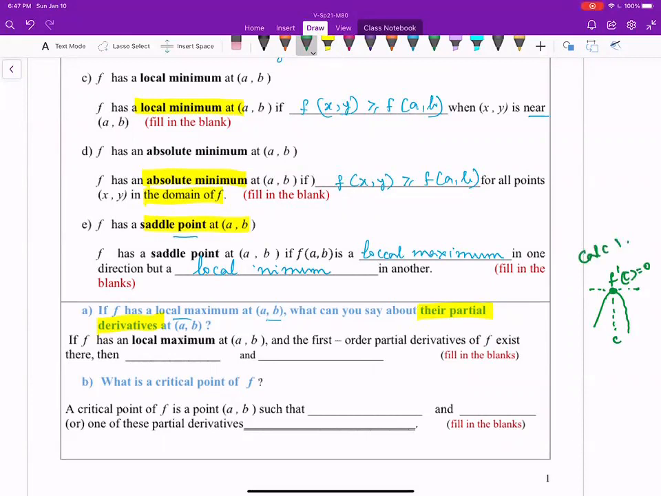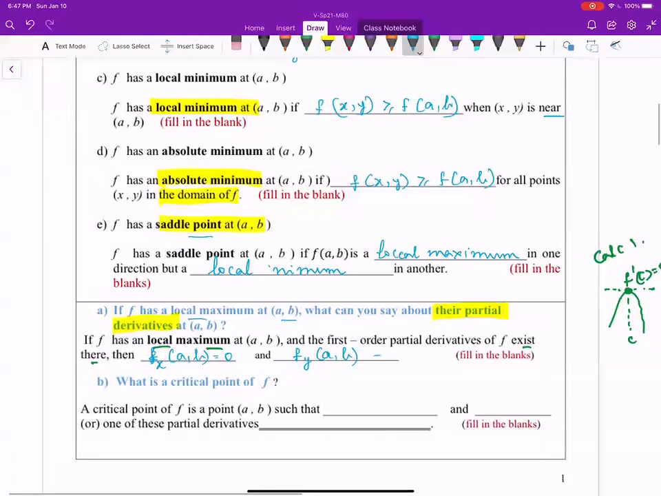Here, there's only one derivative. So with this function of two variables, we have to talk about the partial derivative with respect to x being 0 and the partial derivative with respect to y being 0. So if f has a local maximum at (a, b) and the first order partial derivatives of f exist there, then the partial derivative with respect to x at (a, b) equals 0 and the partial derivative with respect to y at (a, b) equals 0.